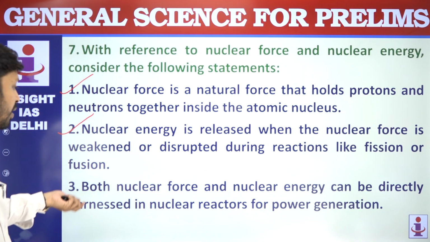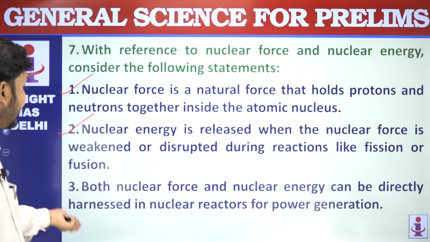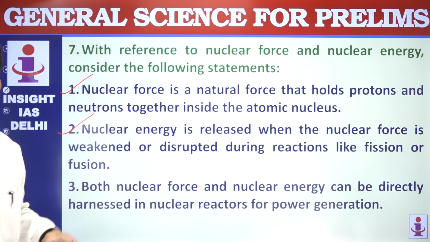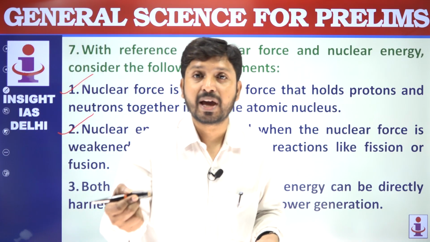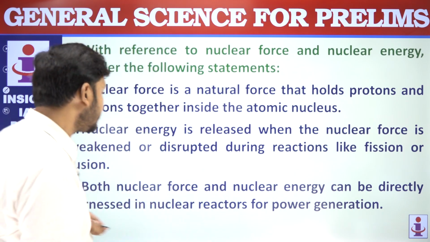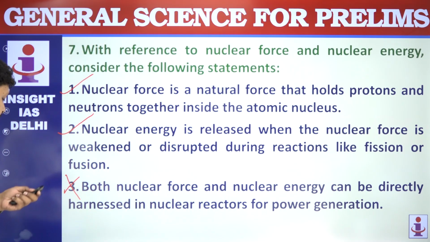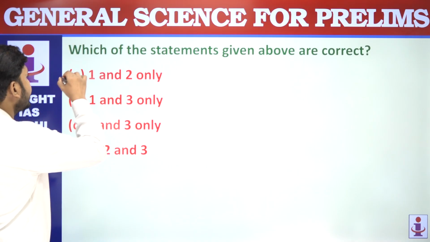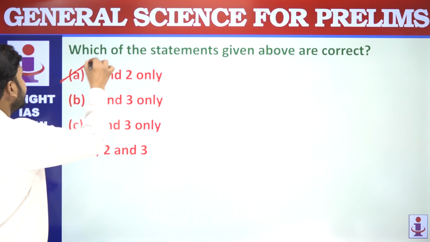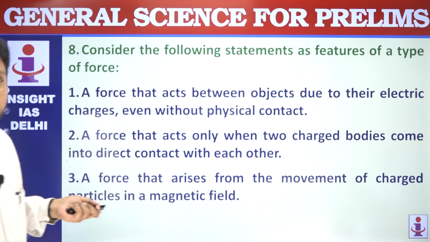So let's see the third one. Both nuclear force and nuclear energy can be directly harnessed in nuclear reactors for power generation. See, nuclear energy can be harnessed, but nuclear force cannot be harnessed because it is a natural force. So the third statement goes wrong in this case. So 1 and 2 are correct, and they are asking for the correct statements. So 1 and 2 are there in option A. So A will be the answer for us. Let's go to the next question.